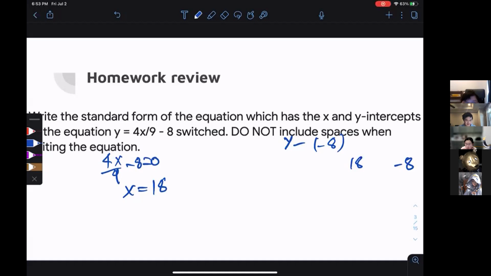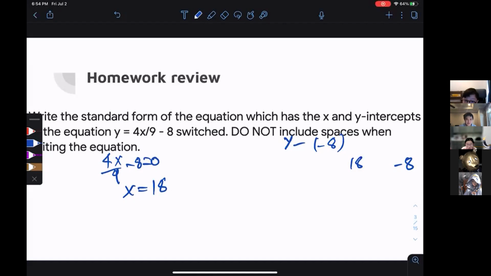Now does anybody want to step in and explain how they would go from here to find the line? Just raise your hand or anything if you want to. Right, so I don't see anyone, so I'll just continue.